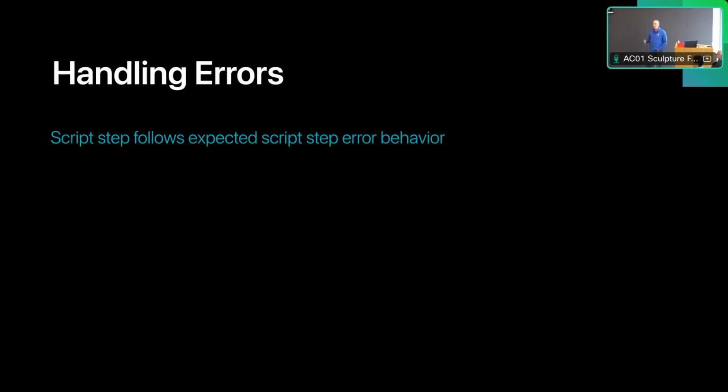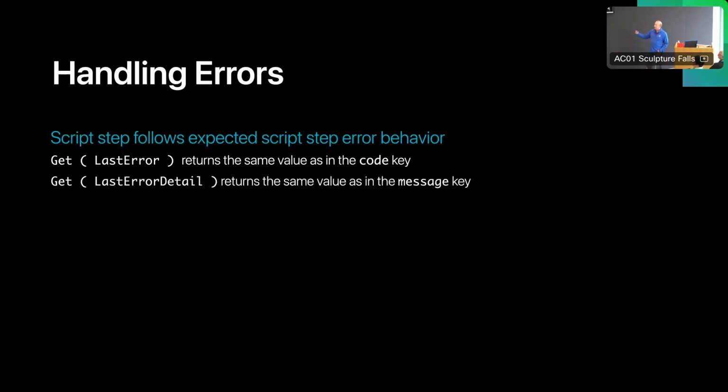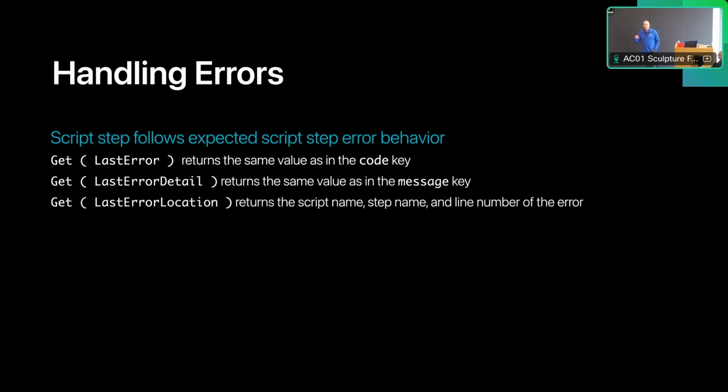Now, what's nice, though, is because this is in a script step, it's going to follow the same behavior of all the other script steps. So if you turn set error capture on, and this script returns an error, if you use get last error, it's going to return the same value that you see in the code key. Get last error detail is going to return the same value that's in the message key. And get last error location is going to return the script name, the step name, and the line number of where the error occurred for you. So you don't actually have to parse out the JSON. If you have an error, you can just do a very quick get last error check, which is very handy.